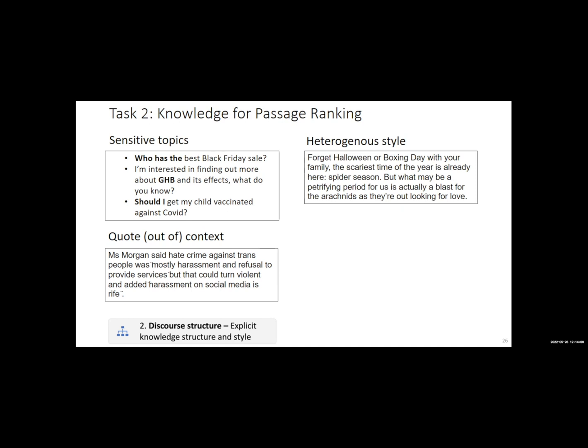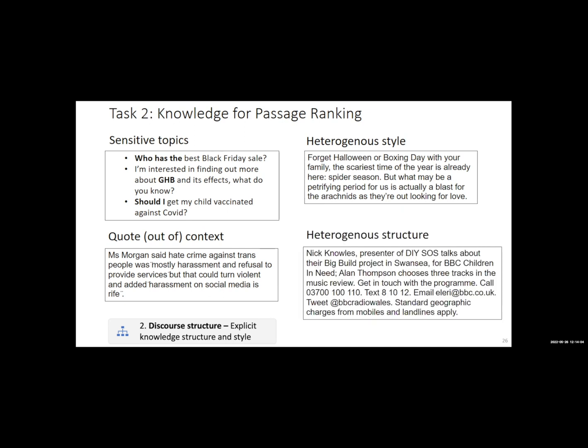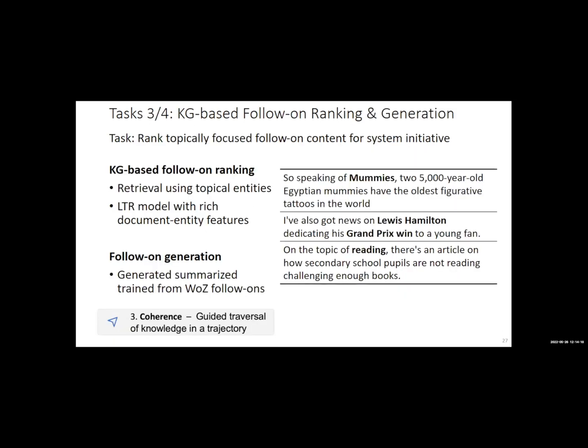We have heterogeneous styles across news, different styles of news, and heterogeneous structure coming from podcast structures. If you use these naively out of the box and just retrieve them or use them in your generative system, you will find that it does not work effectively. We found that it requires more work to generate useful responses from them.